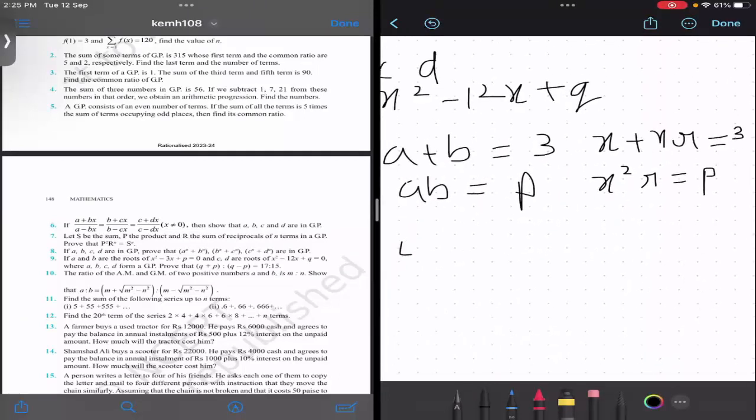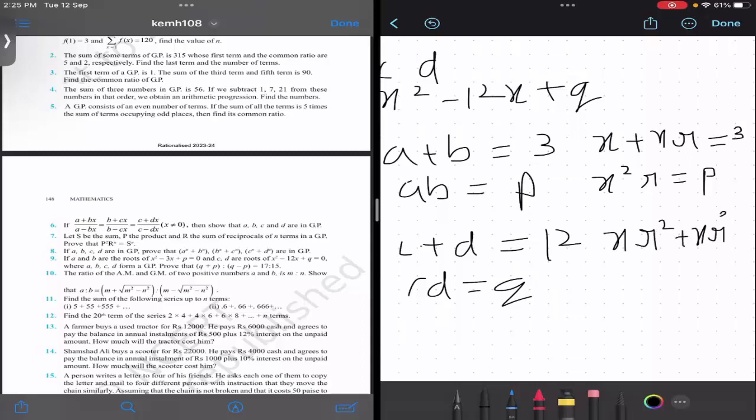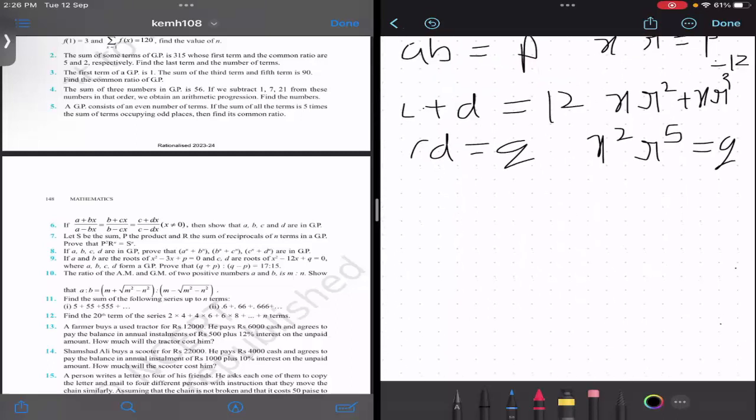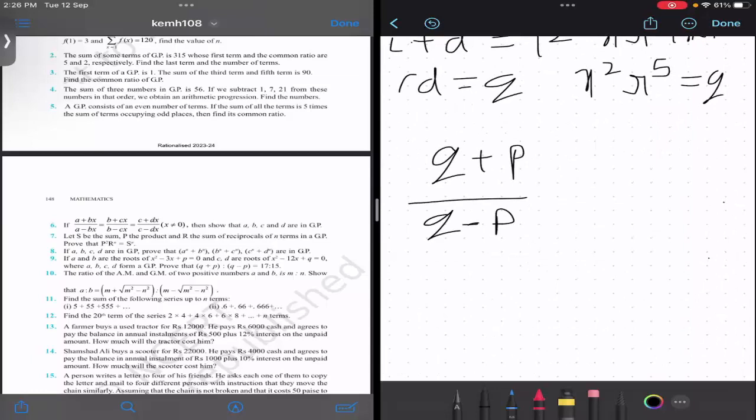Similarly, c + d is going to be 12, and cd is going to be q. Writing them in the form described earlier, you would have xr² + xr³ equals 12, and x²r⁵ is going to be q, right? The ratio we are required to find out is (q + p)/(q − p), right? So let's try and solve this.